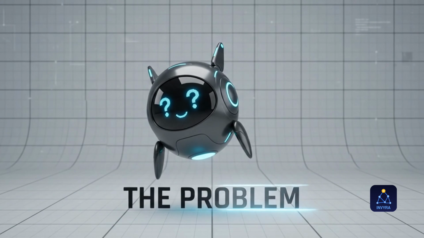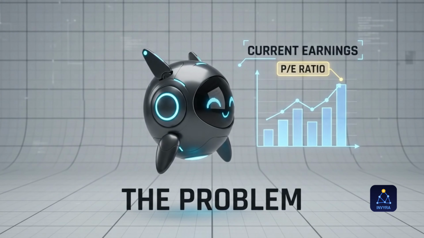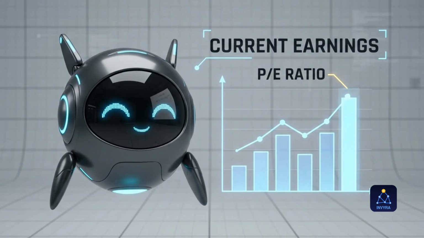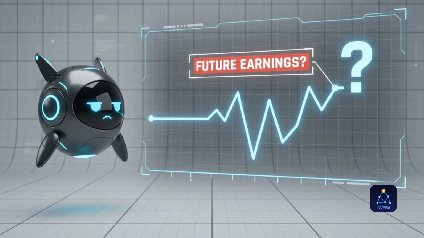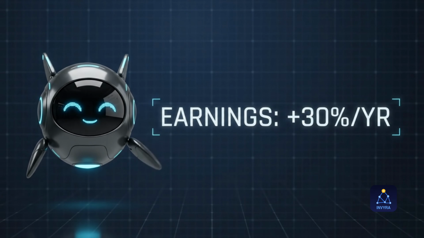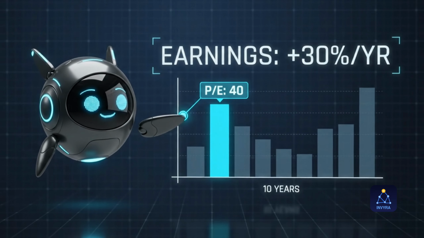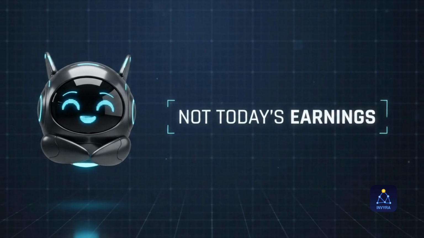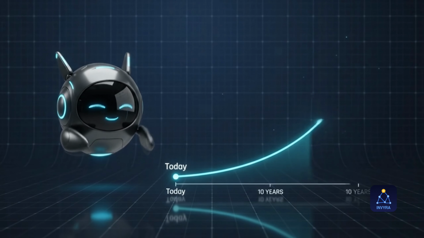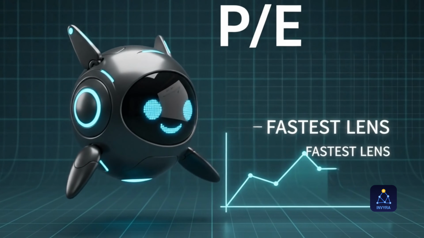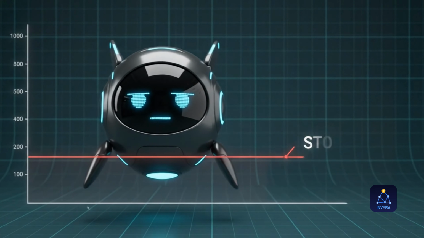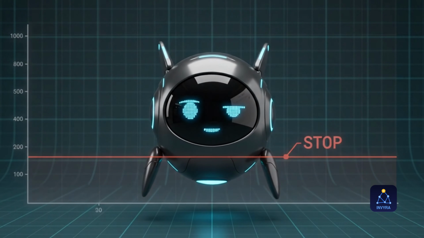But here's the problem. PE only tells you what the market is paying for current earnings. It says nothing about where earnings are going. A company growing earnings at 30% per year can have a PE of 40 and still be a reasonable deal. Because you're not buying today's earnings, you're buying the next 10 years of them. PE is a starting point. It's the fastest lens you have. But if you stop there, you're making a decision with one eye closed.